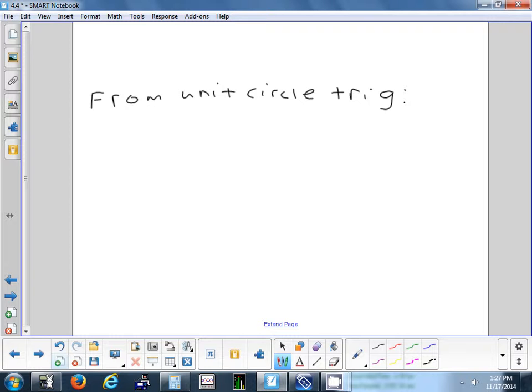Okay, so way back when we did unit circle trig, we had a formula. We said sine was equal to, and it was a certain letter. Cosine was equal to, and it was a different letter. And then tangent was equal to, and it was a fraction of 2 letters. Does anybody remember what sine was equal to? Which letter? Y. Yep, it was y. Cosine? It was x. And tangent? Y over x. Yeah, we divided it.